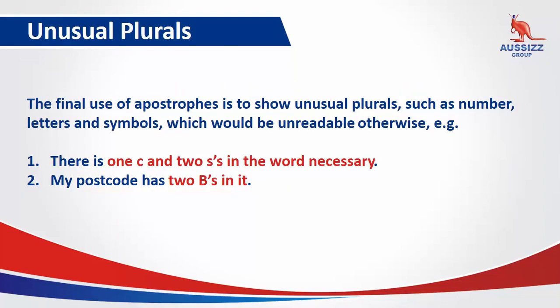We do also have some unusual plurals, such as numbers, letters, and symbols, which would be unreadable otherwise. There is one C and two S's in the word necessary. If you remove this apostrophe, it's just weird looking, and you really shouldn't do that. My postcard has two B's in it. If you were to write B, no apostrophe, S, it kind of looks strange.